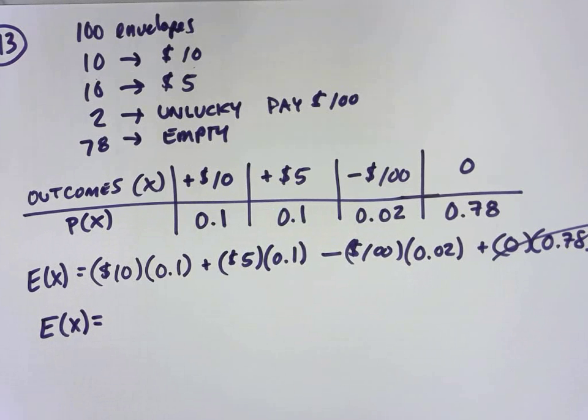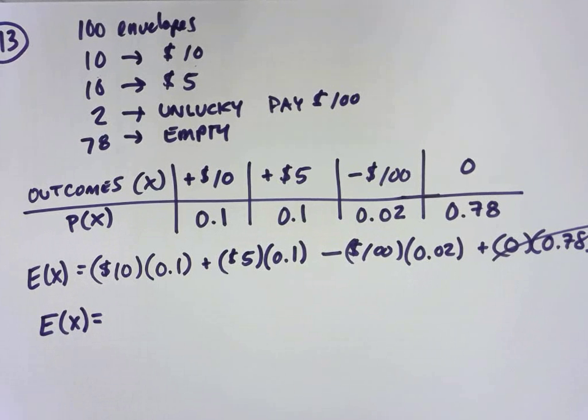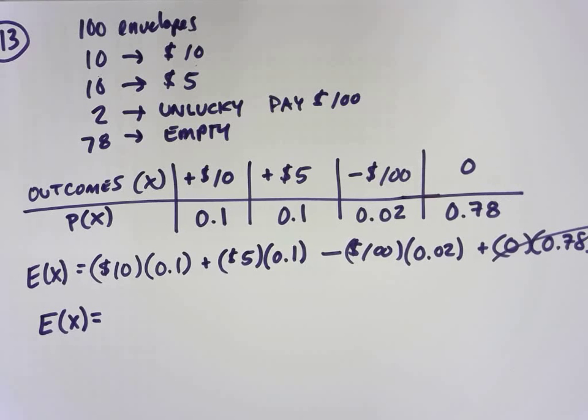So you're going to say 10 times 0.1 plus 5 times 0.1 minus 100 times 0.02. Oh, crud, I typed something wrong. It gave me a syntax error. So 10 times 0.1 plus 5 times 0.1 minus 100 times 0.02.